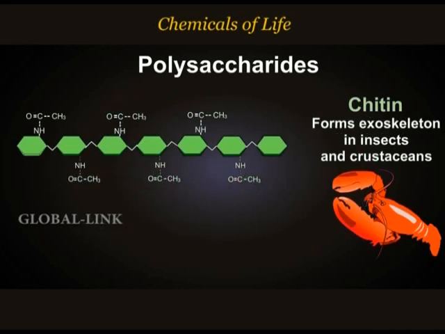Chitin is a structural polysaccharide found in animals and fungi. It makes the exoskeleton of insects and crustaceans. Its unique properties are a result of having amino groups attached to the sugar monomers.